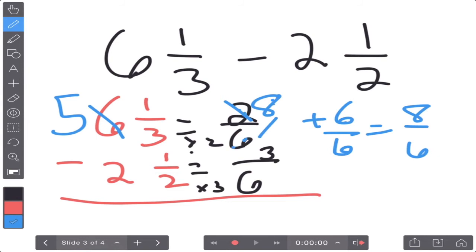So it's 8 over 6 minus 3 over 6, which is 5 over 6. Sorry, it's a little sloppy. And then 5 minus 2 is 3. So that's really a 5. So it's 3 and 5 over 6.